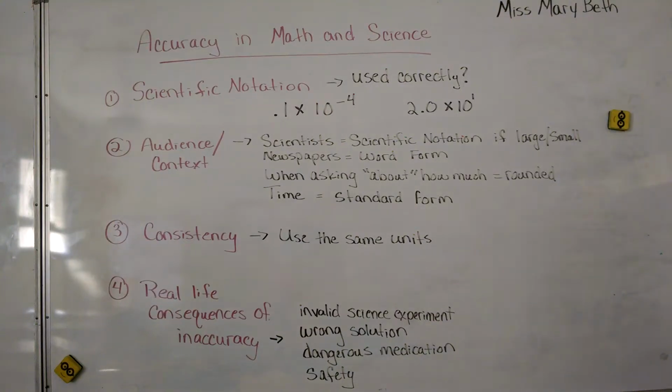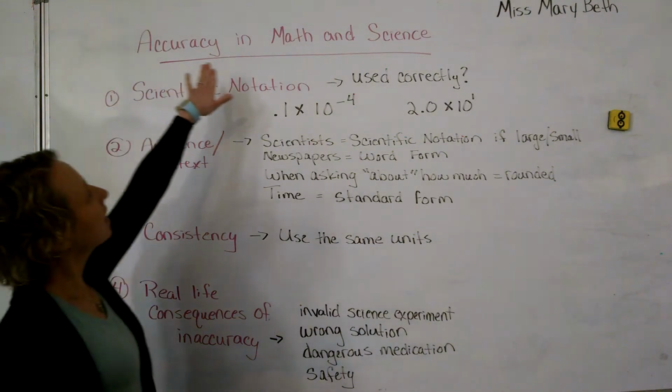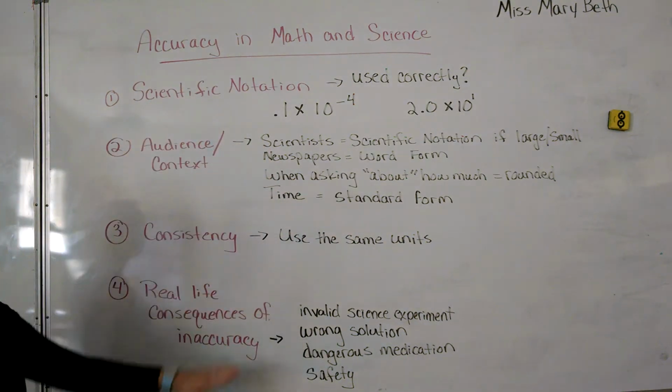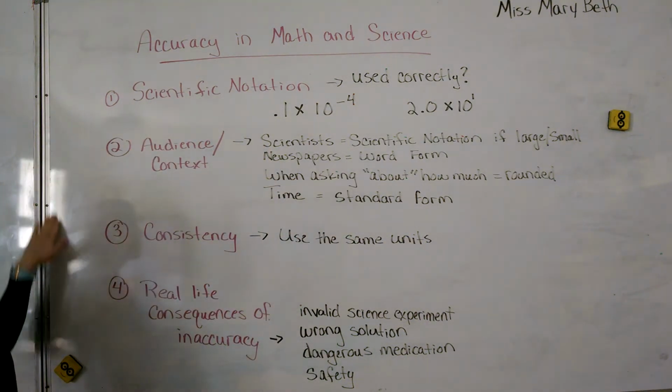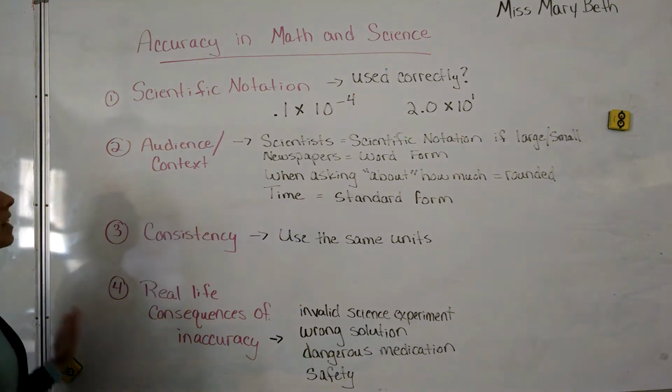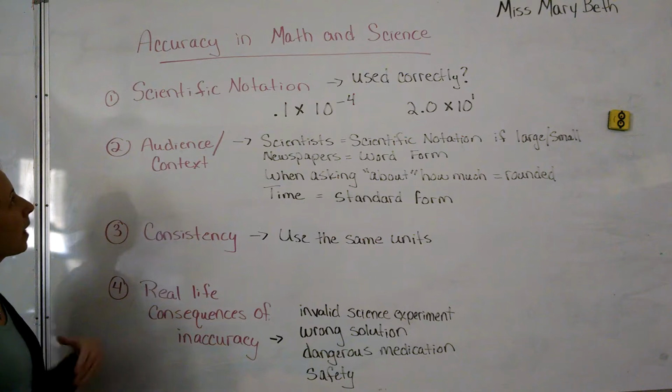This is 8th grade math. We're talking about accuracy in math and science. This is a review video of some topics that we've covered that we're going to continue to apply in class. Please make sure you add these to your notes and that you understand what it is we're talking about.